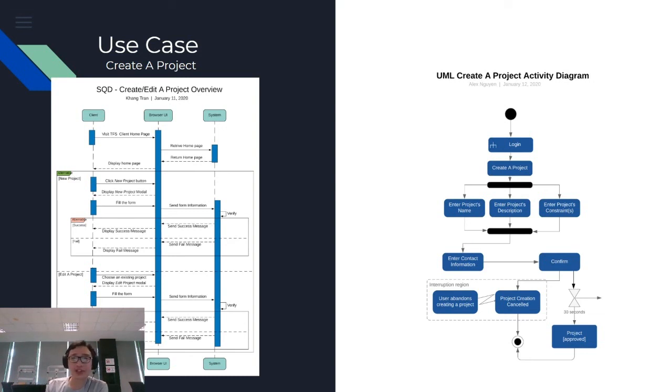So here we will show you two diagrams, the sequence diagram and the activity diagram of it. Now I'll go through the activity diagram. First you have to log in, click the create a project button, and then enter all the necessary information, and then enter the contact information and confirm it. All the other things like validation will happen before the life cycle ends here.